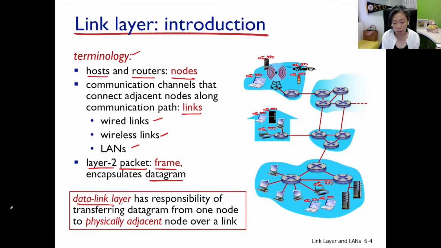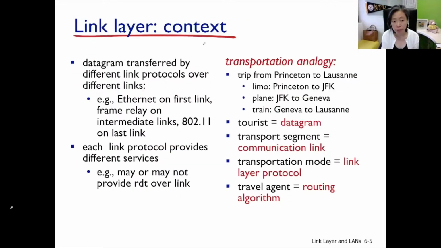So in essence, in the data link layer, what we do is transfer a datagram from one node to another node over a link. And these nodes are physically adjacent, close by. What's interesting about the link layer is this. When a datagram travels through the internet from a source to a destination, it travels through multiple links. And each of these links could be running a different link protocol or link layer technology. So for example, we could have a packet travel through Ethernet for the first link, frame relay for the second link, and Wi-Fi for the last link.